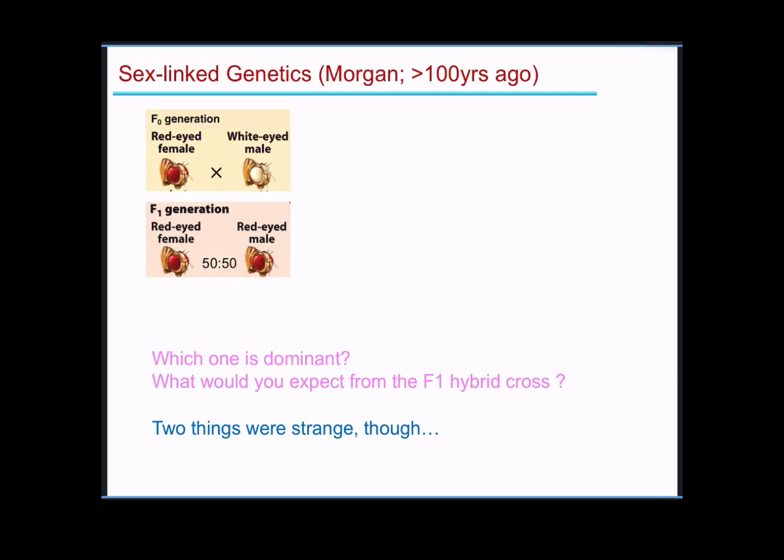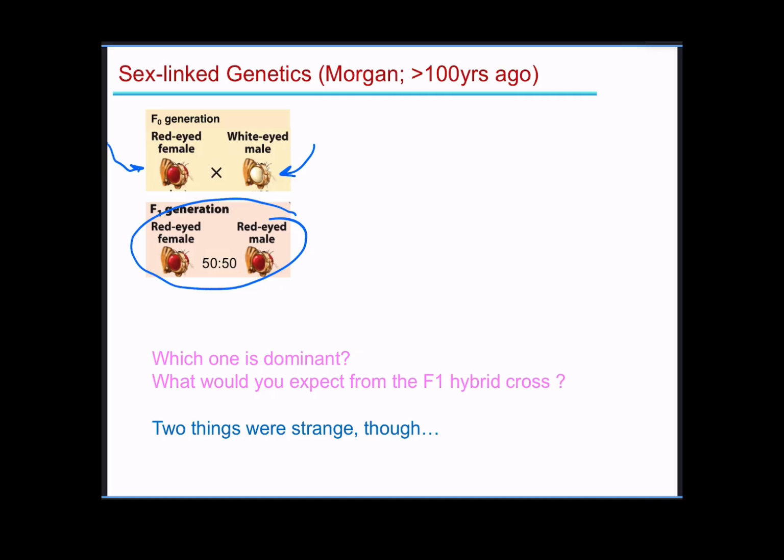So it all started with someone named Thomas Morgan, who over 100 years ago noticed something peculiar. He was working with fruit flies. He was sort of the founder of fruit fly research. And he noticed that if he crossed a pure breeding line of flies that had white eyes, these were mutant flies because normally fruit flies have red eyes. So he and his team had generated this line of flies that had white eyes instead. So if he crossed white-eyed males to red-eyed females, 100% of the F1 generation had red eyes.